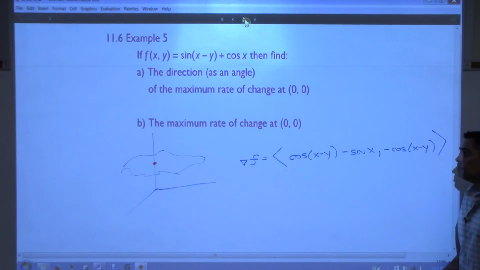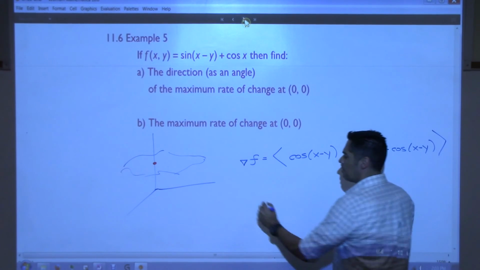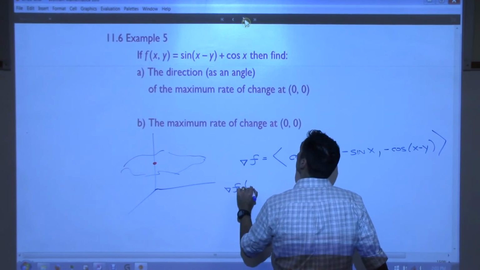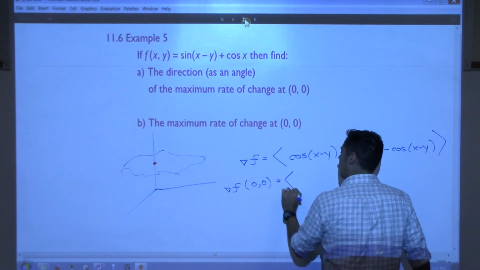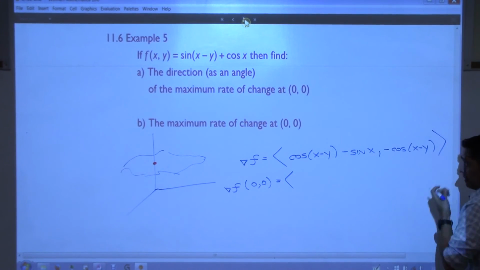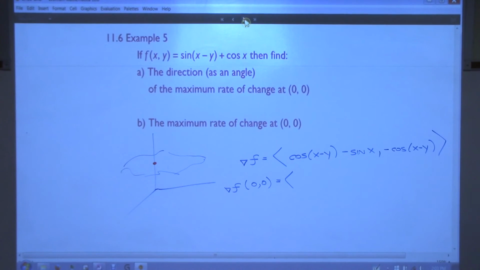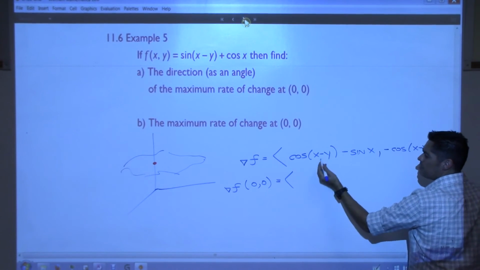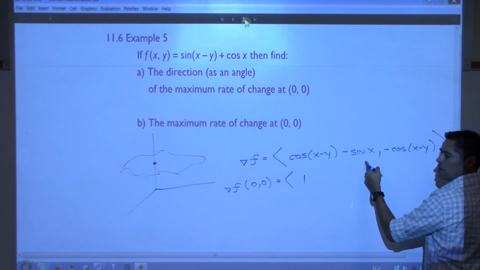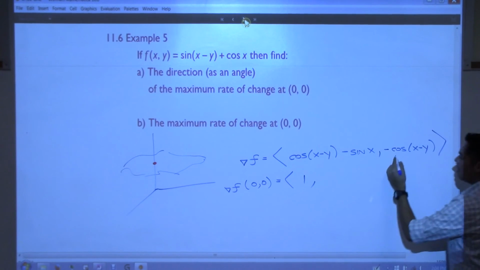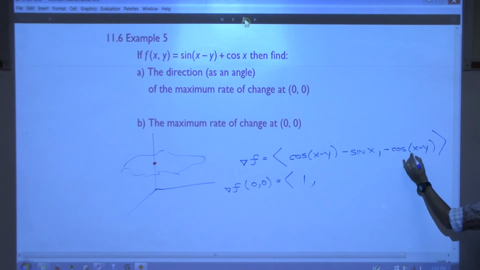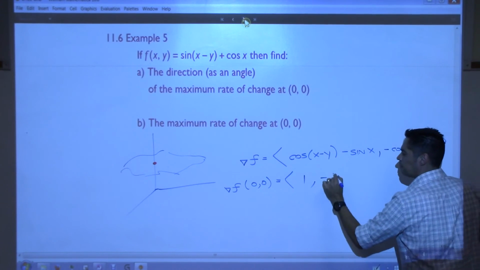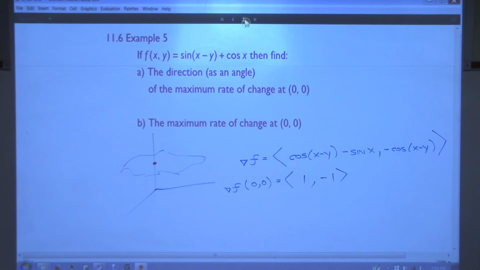All I need to do now is plug the point in. If I take the point 0, 0 into that, that will be the direction I should point, right? Because this is a vector. The vector gives me a direction. So cosine of 0 is 1. Sine of 0 is 0, so there. Cosine of 0 is 1, but then negative, so negative 1. That's it right there. That's the direction I should point, right?